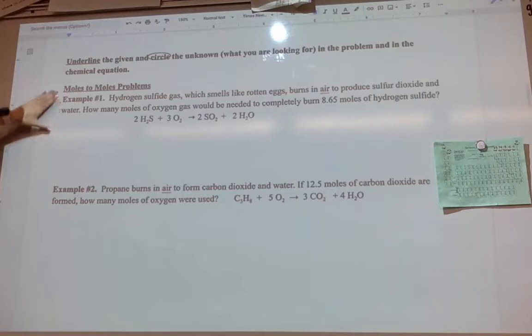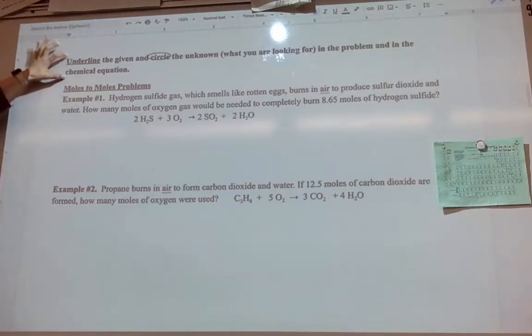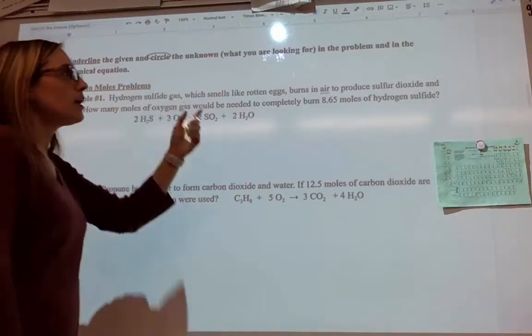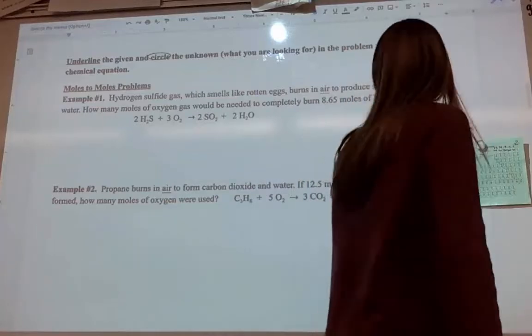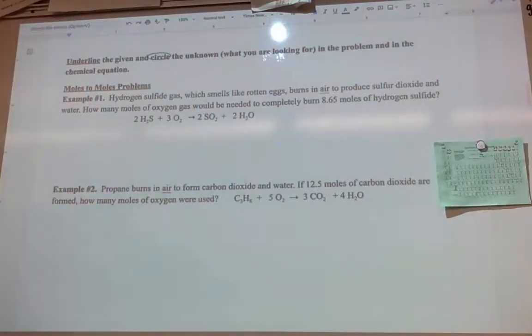And so as we go through these examples, I'm going to follow this format just to help us be able to identify information. Always underline your given information, so your number and your unit that you're given, and circle what you're trying to find. Then we'll go through and we'll solve.